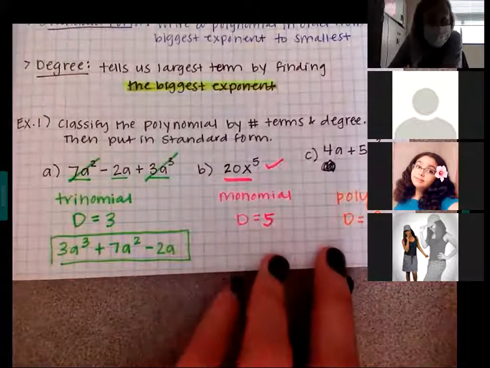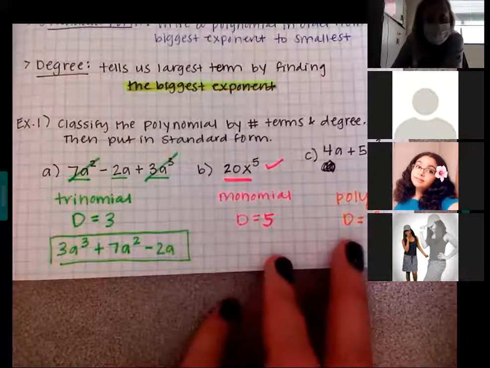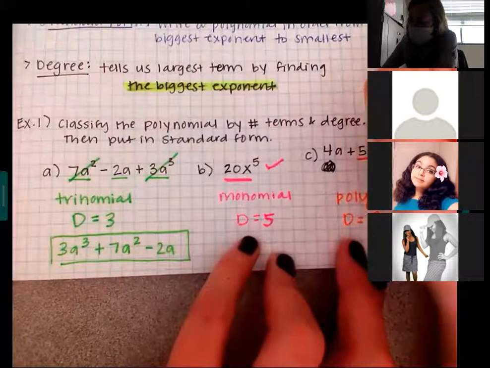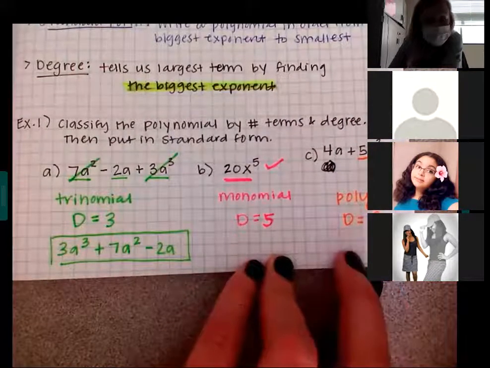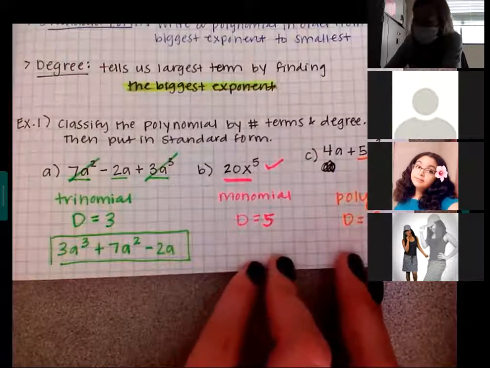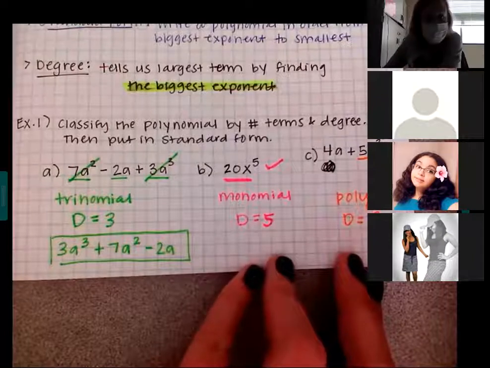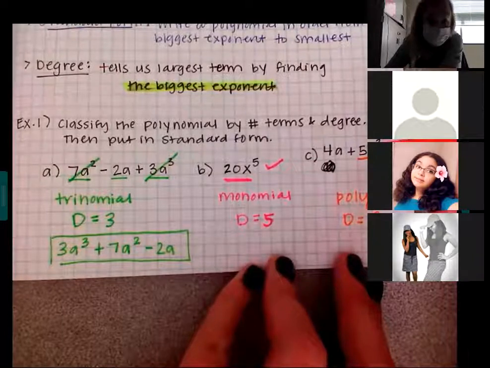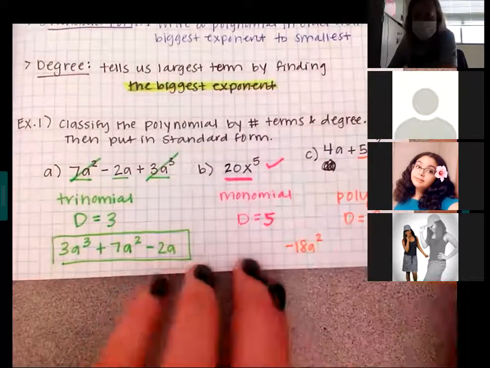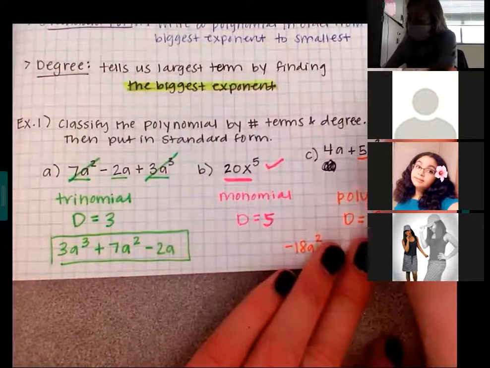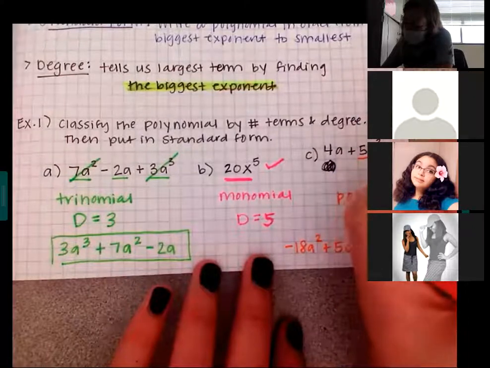I think this is the part that's tripping us up, putting it in standard form. You put the biggest exponent in the front, but here's the problem: 5c squared and 18a squared. The sign does not matter for which one goes first. If the exponents are the same, you put it in alphabetical order. So which one would come first, the a's or the c's? A. Very good. That's why we did this example. So this would be negative 18a squared. Then you would put the 5c squared, so plus 5c squared.